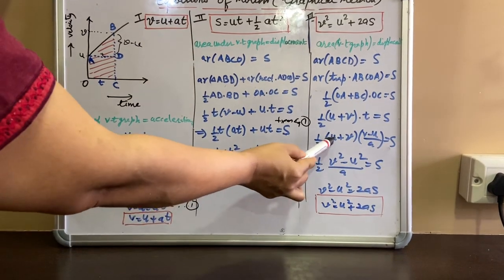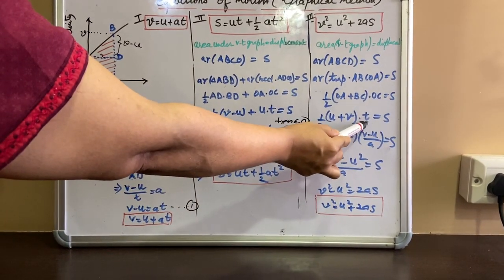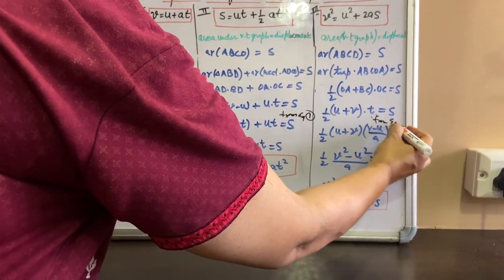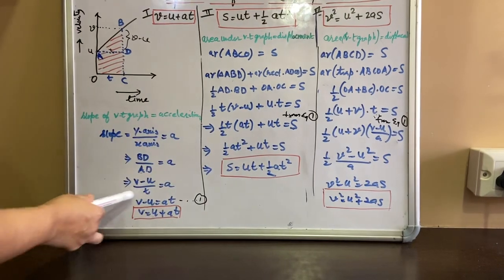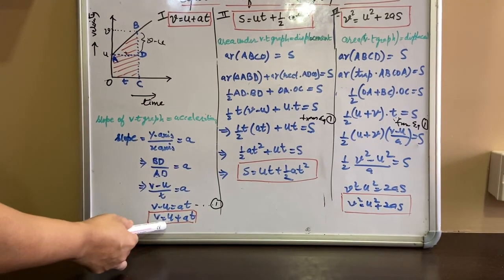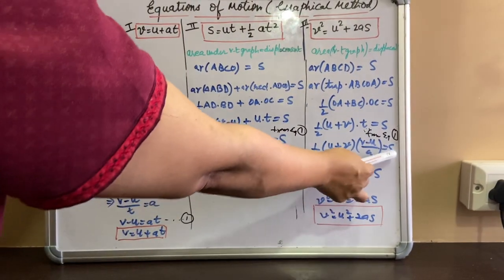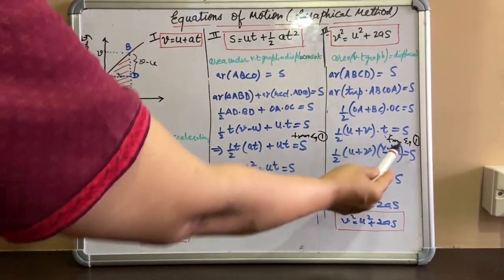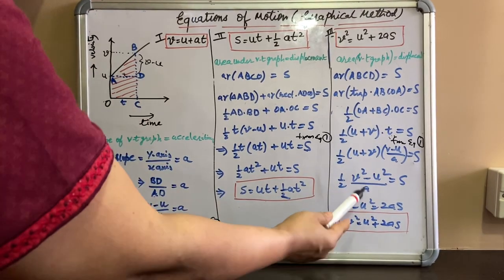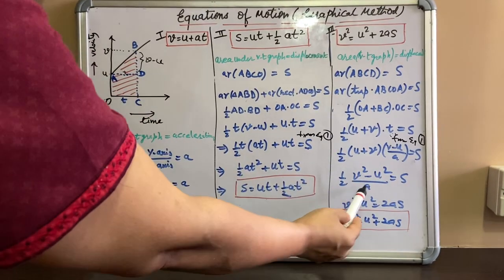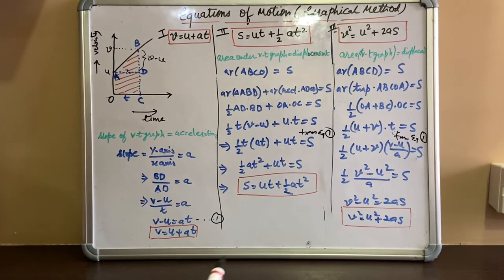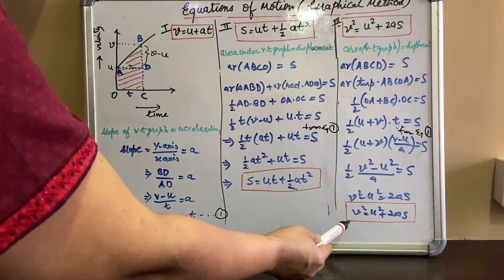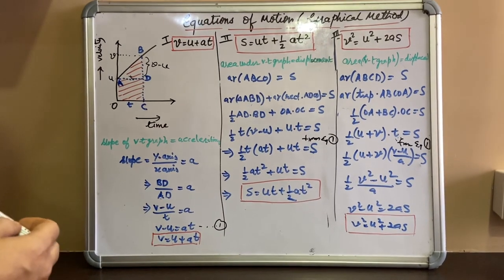So we will get half (u plus v) into t, and now we will put the value of t from equation 1. t is (v minus u) upon a. Using the identity (a plus b)(a minus b) equals a square minus b square, here (v square minus u square) upon 2a is equal to s. So v square minus u square is 2as. This is the proof of the third equation. I hope you have understood this.